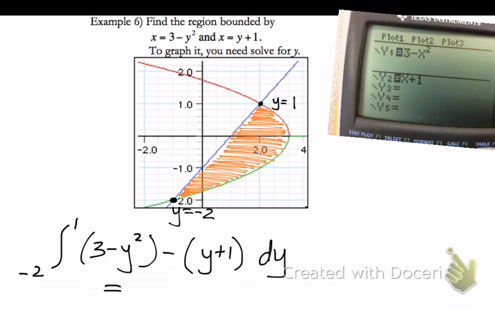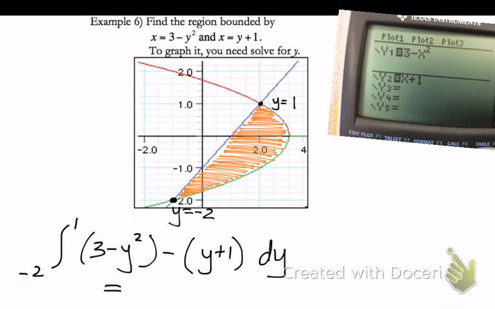The first thing I'm going to show you is what I put in for my functions. I put in 3 minus x squared and I put in x plus 1. So again, notice that even though it has y's in my integral here, it's okay to use x's here just because we're just calling it a variable. It doesn't matter what variable it is, it's just a variable.